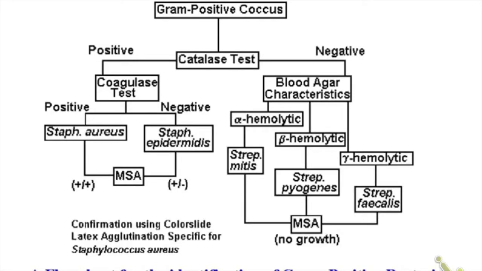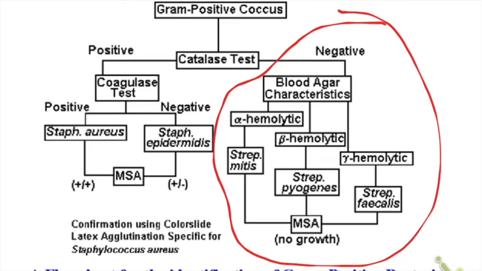So we're still in gram-positive cocci, but this time we're discussing the other pyogenic gram-positive cocci, and that would be streptococci. So they are in this part of the schema. As I mentioned to you a while ago, streptococci are catalase negative, and usually we differentiate them according to their characteristics in blood agar plate, if they're alpha hemolytic, beta hemolytic, or gamma hemolytic.